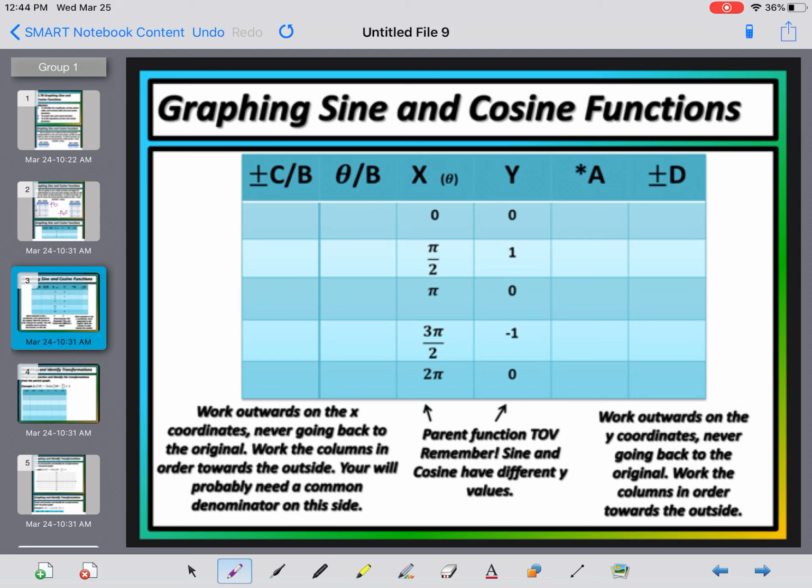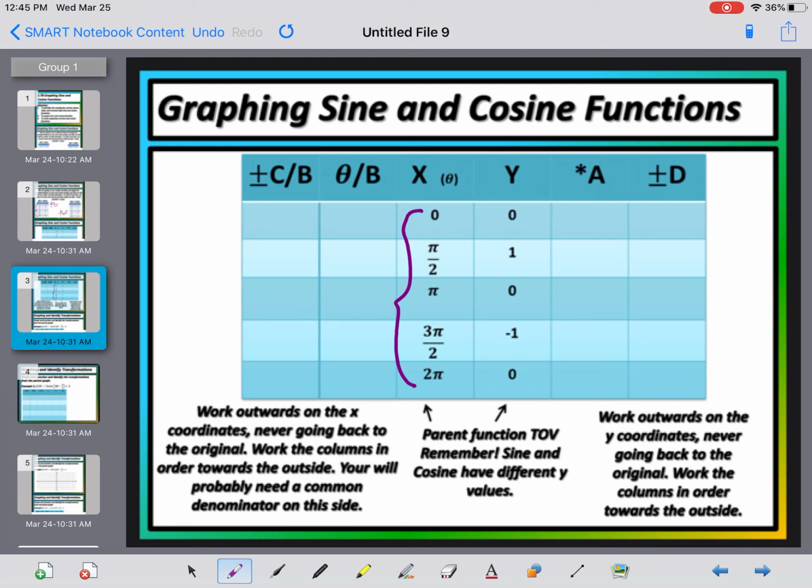So we're going to use a table that's very similar to when we were doing transformations. You put your parent function in the middle and then we work outwards. On the y side, you're first going to multiply by the a value and then add or subtract d, that's your vertical shift.